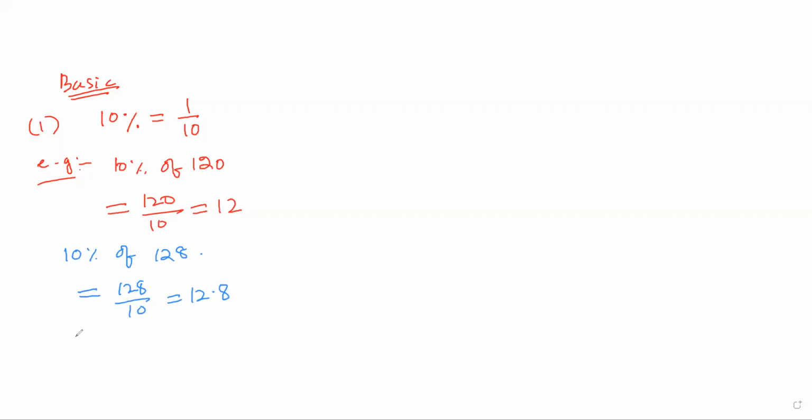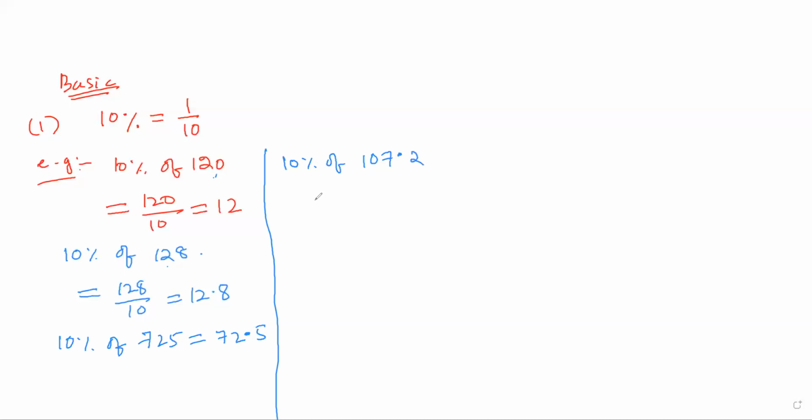Now the shortcut. If you are asked to find 10% of let's say 725, what should be the value? 72.5. Now again if you are asked to find 10% of 107.2, then what should be the value? It should be 10.72. The decimal moves 1 place to the left. Is that okay?